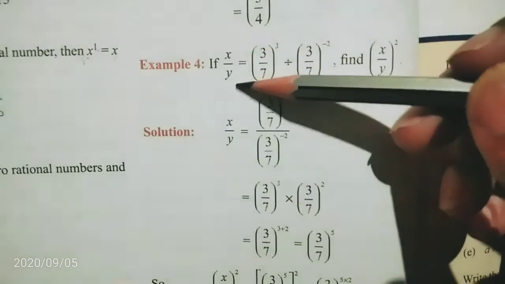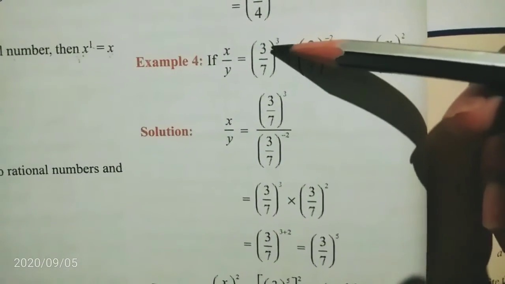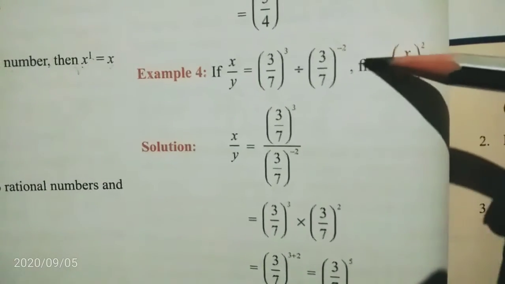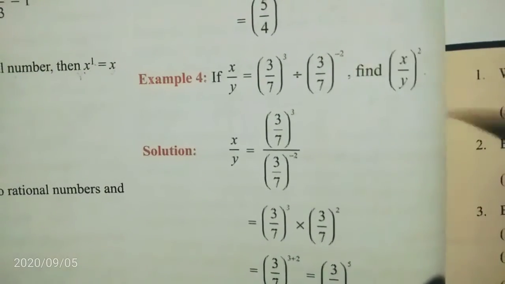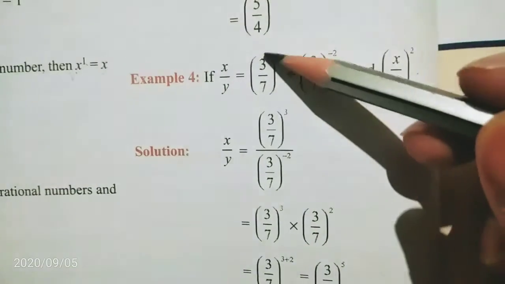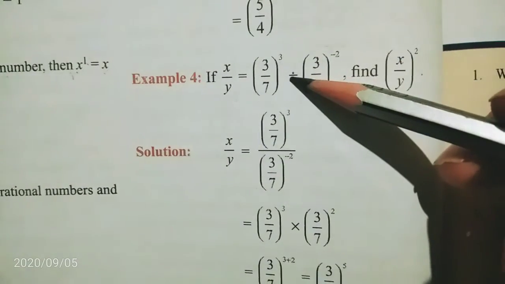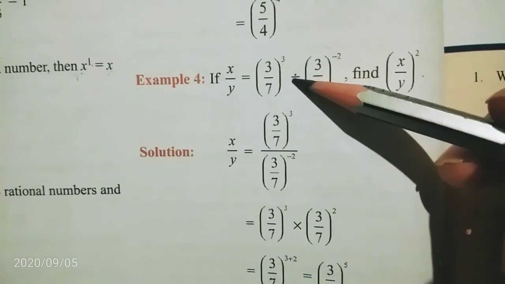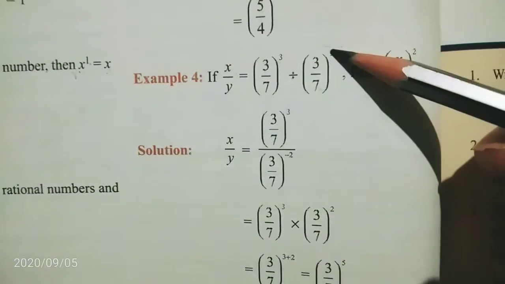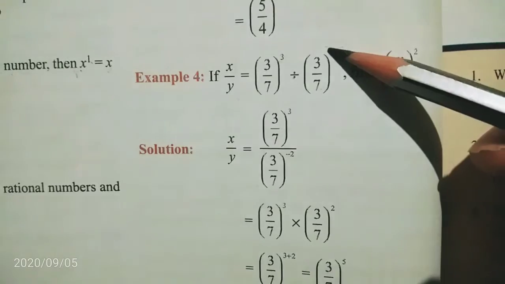So x by y is given. x by y is equal to (3/7) to the power 3 divided by (3/7) to the power minus 2. Here you can see the bases are the same, 3/7 and 3/7, and the powers are different and they are in divide form. What is the law? When the bases are the same and the powers are different in division, then the powers are subtracted.